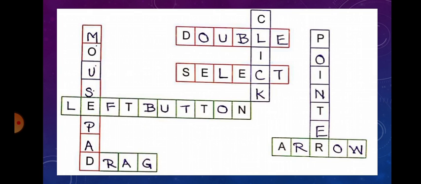So first one, write down mouse, then left button, mouse pad, top to bottom, left button from left to right, then drag from left to right, then again top to bottom click, then double from left to right and select from left to right, then come to the right side of the screen. Here pointer, pointer, top to bottom, and arrow from left to right. Fill it properly in your book. Okay.